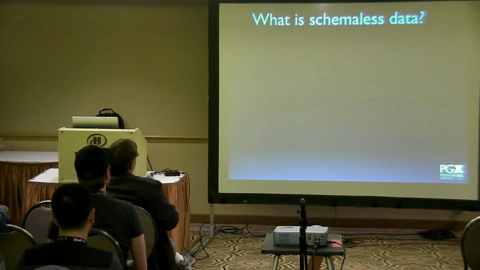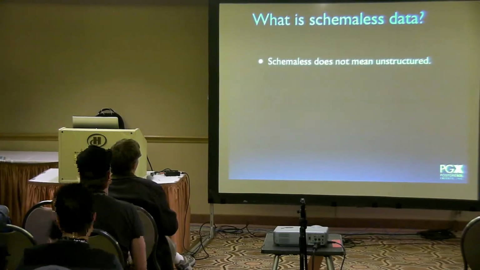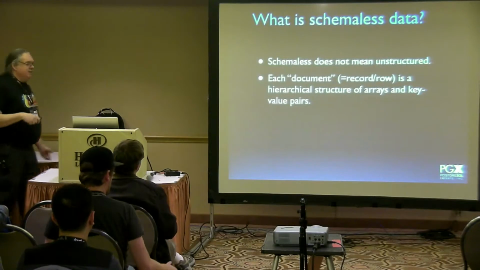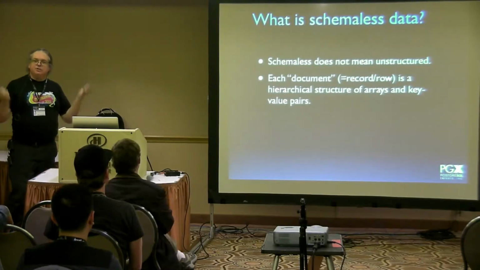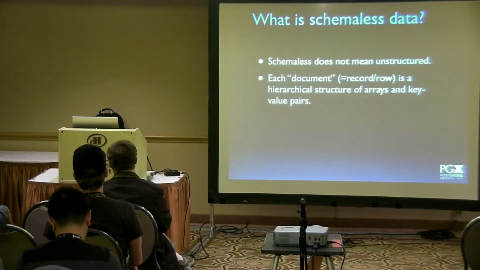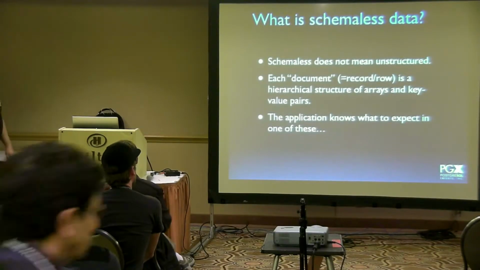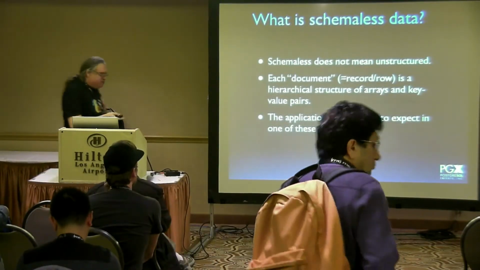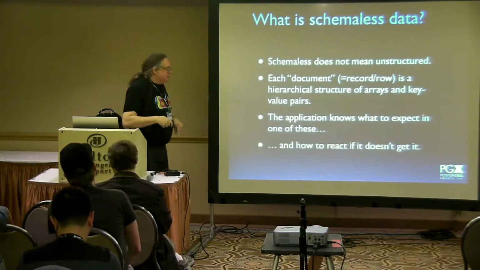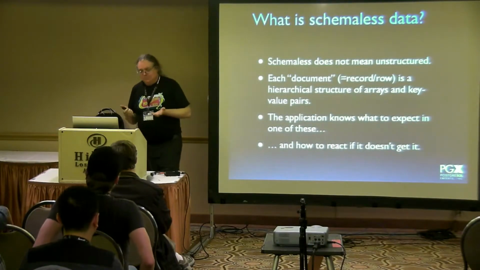So what's schemaless data? It doesn't mean unstructured. What it means is it's generally a hierarchical structure of arrays and key value pairs. JSON objects are kind of the example these days of this kind of data. The application does have a schema in mind because when it gets one of these things, it has expectations of what's going to be in that. And if you don't meet those expectations, generally bad things happen. Or at least it reacts in some positive way. Here's hoping.